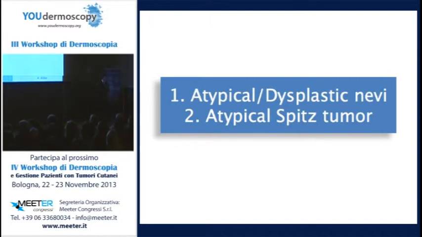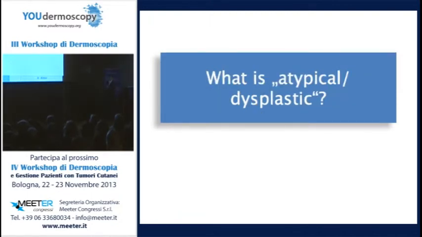And I will also talk about atypical dysplastic nevi and atypical Spitz tumor to show you where the problems are with that concept. What is atypical and dysplastic? And I think you comprehend it best when we start with clinical and dermatoscopic images, because you're clinicians and not dermatopathologists. But I can tell you the dermatopathologists are doing the same. Now, what is atypical or dysplastic? The question is, what do we mean when we say atypical or dysplastic?